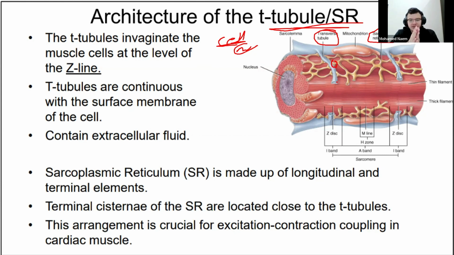So is this clear, guys? You really need to know this. What is the T tubule? Where is it going? And what is its function? What is the sarcoplasmic reticulum? What is its job? And why is its terminal cisternae almost attached to the transverse tubule? Again, it's not physically in touch, but it's very, very close. You see how close it is?